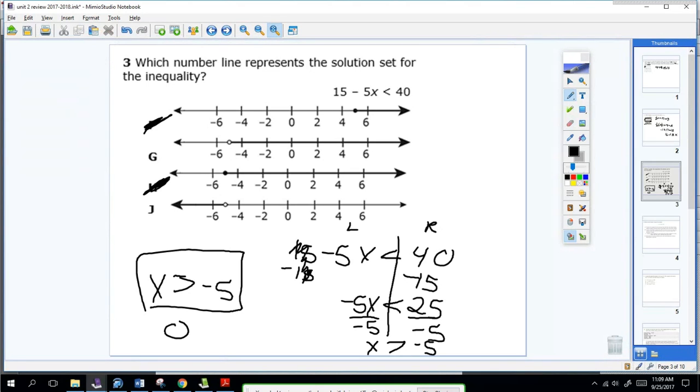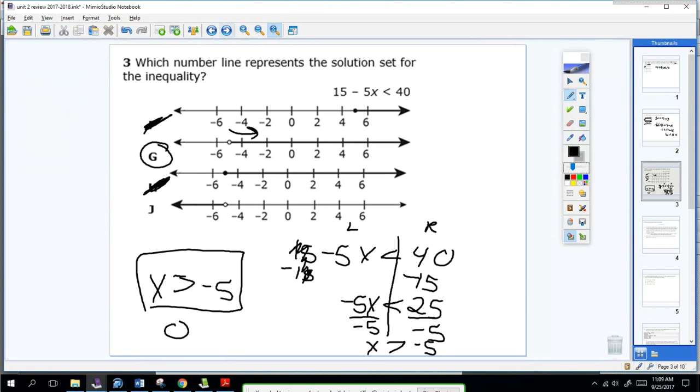Well, luckily G and J are both over -5, but we have to figure out which one's going the right direction. Again, x has to be greater than -5. Well, this way, the arrow is pointing to the right. So that means I have -4, -2, 0, 2, 4, 6, all the way up to infinity, meaning this is greater than -5. So G is the correct answer.